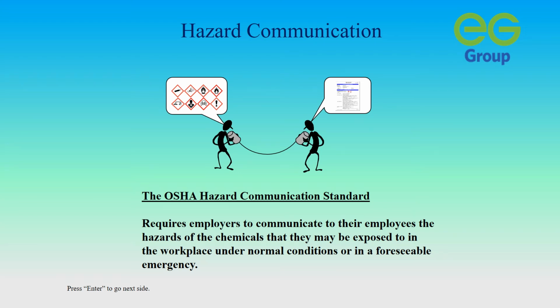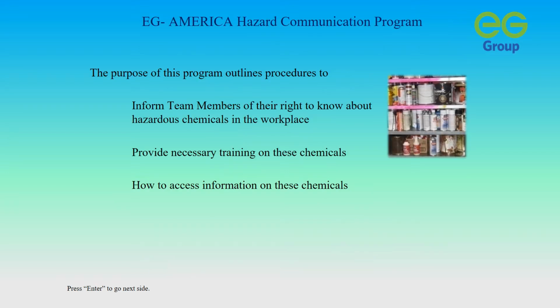Hazard communication. The OSHA Hazard Communication Standard requires employers to communicate to their employees the hazards of the chemicals that they may be exposed to in the workplace under normal conditions in a foreseeable emergency. The purpose of this program outlines procedures to inform team members of their right to know about hazardous chemicals in the workplace, provides necessary training on these chemicals, and how to access information on these chemicals.